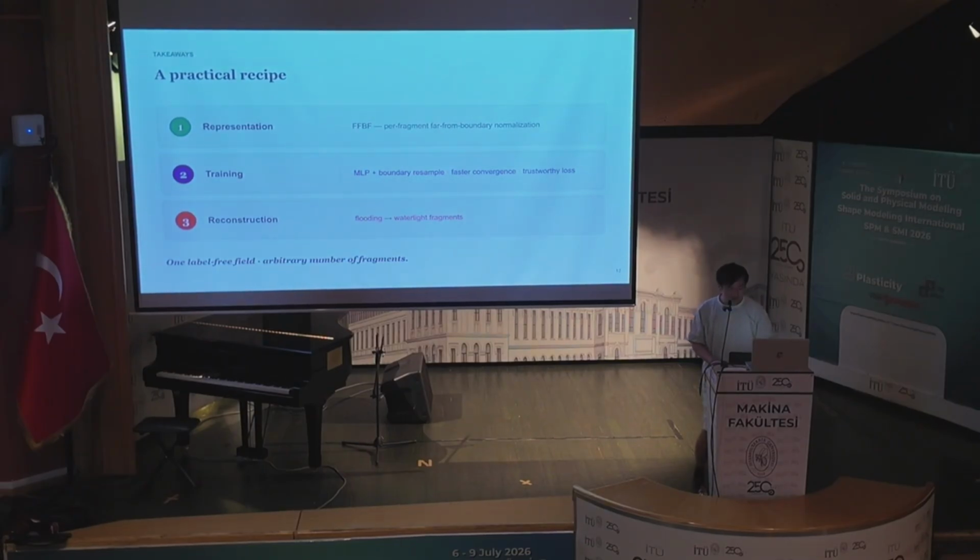So one takeaway for this recipe is that for representation, we can use FFBF, which means per fragment far from boundary normalization. So for training a plain MLP with the boundary resampling, you get a faster convergence and get a loss that you can actually trust. For reconstruction, use the flooding. Also, we can get watertight fragments.